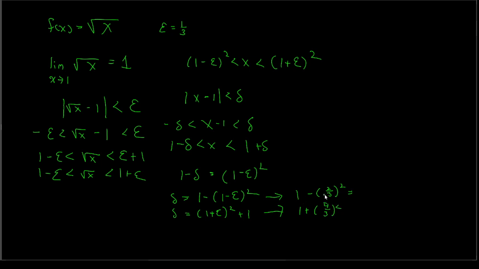And so this delta here is 1 minus 4/9. So 9/9 minus 4/9 is 5/9. And then this becomes 1 plus 16/9, or 25/9. And so this is our smallest delta. And so this is the largest delta that satisfies this condition, comes from this smallest one, 5/9. It's the largest thing that epsilon can fit into.